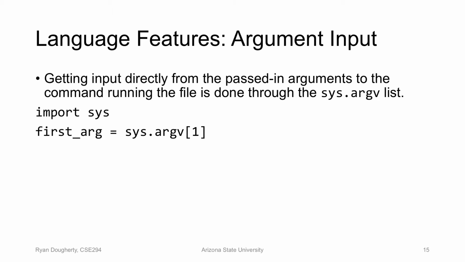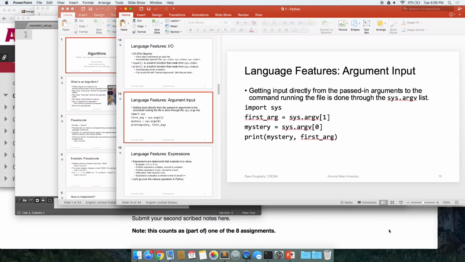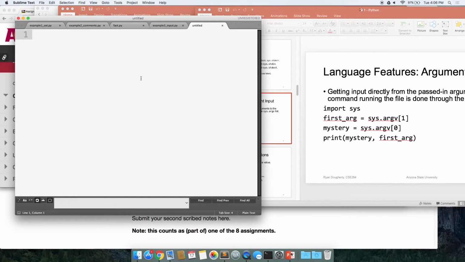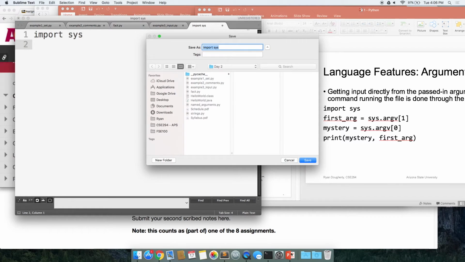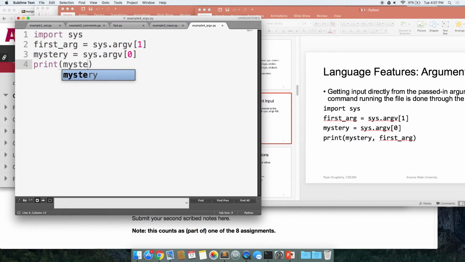So we import the sys module. The first argument is sys.argv[1]. sys.argv is actually a list. It isn't really the first argument since it's indexed at 0, but I just call it first arg. And then mystery is sys.argv of index 0. Then we can print, obviously. Let's actually do this to see what happens. Import sys, and let's call this example4 argv.py. First arg is sys.argv[1], mystery is sys.argv[0], and print mystery, first arg.